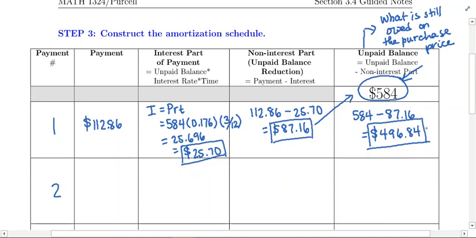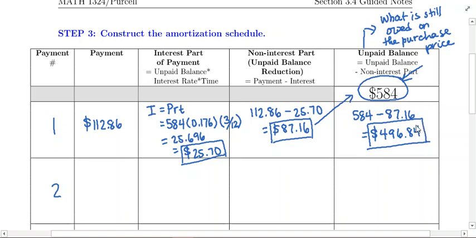Hopefully you got a feel for how this works after the first payment. The whole key here is that every time you make a payment, it immediately pays off any interest that has accrued since the last payment, and then whatever's left from the payment goes towards reducing the purchase price. All right, so let's do this again. Let's see how this works for the second payment. After you make the first payment, you still owe $496.84 on the purchase price.